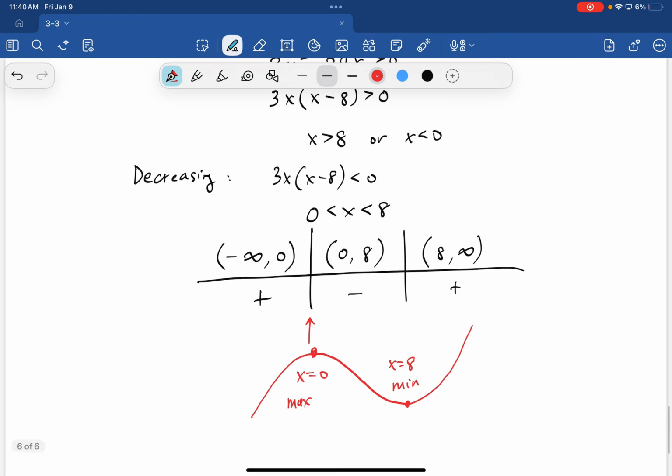All right? And so that would be our answer. We'll say x equals 0 is a maximum and x equals 8 is a minimum. And this would be a simple sketch of what the graph looks like in terms of its overall shape. And as we expect, it's a cubic function. Any questions?